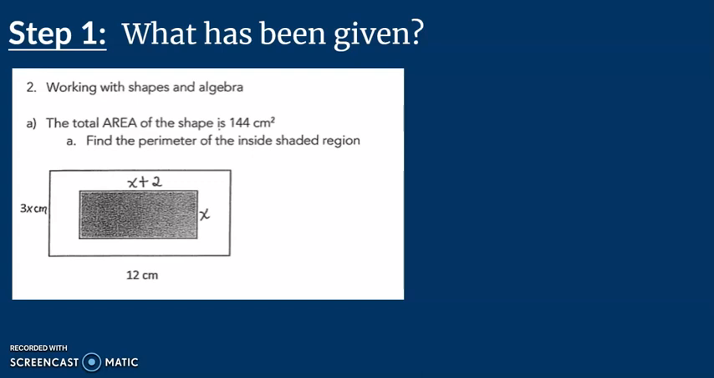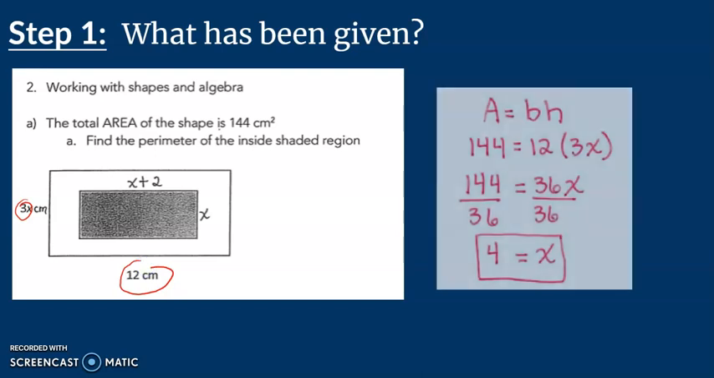So, working with this shape, you're going to find the total area is 144. 3x times 12 is 144. How do I work that out? Well, you're going to set up the equation. 144 is equal to the length times the width. Divide by the coefficient to find out that x is equal to 4. Okay, so what has been given, and how do we build the equation? All right, so we're using that to find the equation.